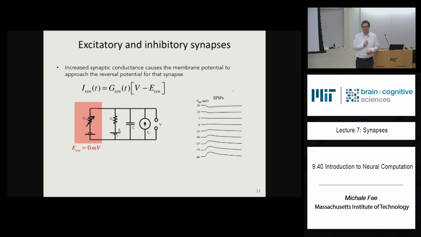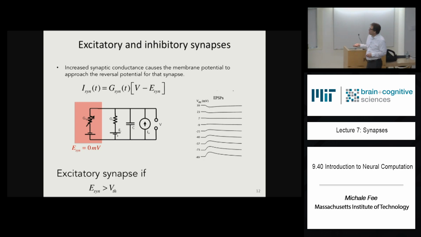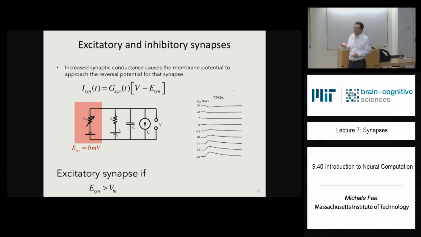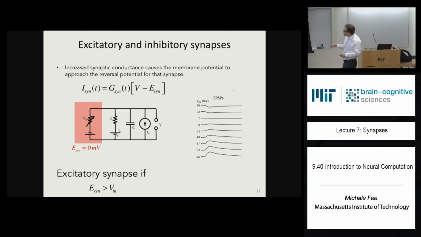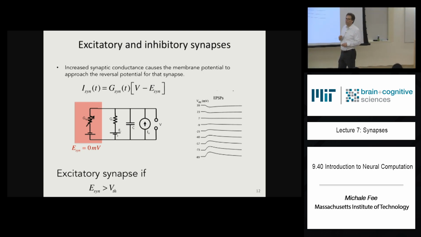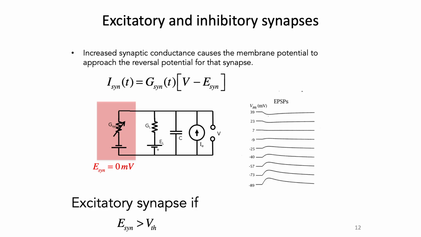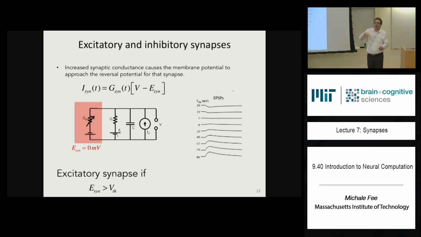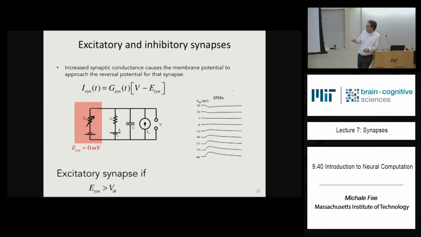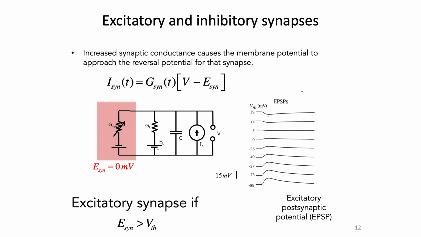Inhibitory synapses are different. So an excitatory synapse, the reason we call it an excitatory synapse is because that reversal potential is above the threshold for the neuron to spike. And so when you activate the synapse, you're pushing the voltage of the cell always toward a voltage that's above the spiking threshold. And that's why it's called an excitatory synapse. Those are called excitatory postsynaptic potentials, or EPSPs. That little bump is an EPSP.